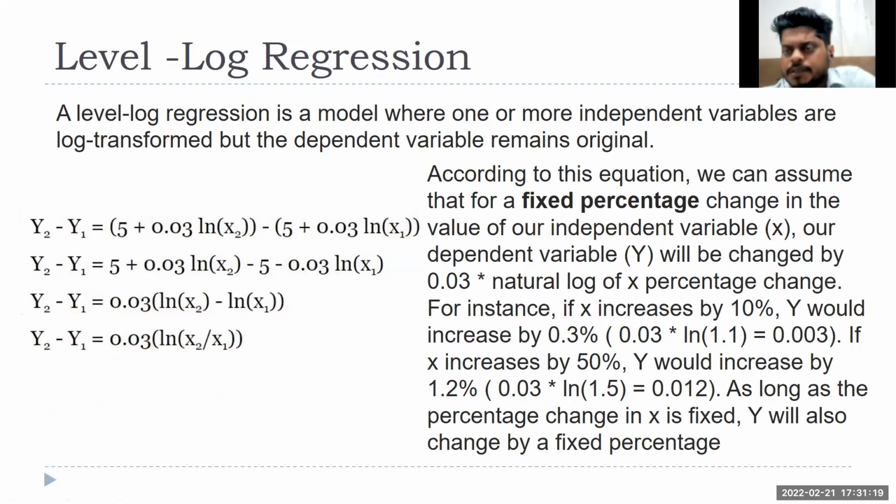In a level-log regression, as the name suggests, your left side remains the same. That means your y value remains the same. I'm making a transformation of the independent variable, sorry, that is the right side. Same equation, 5 plus 0.03x. Now I have made the transformation, and when I simplify this, y2 minus y1 will become 0.03 ln of x2 divided by x1.